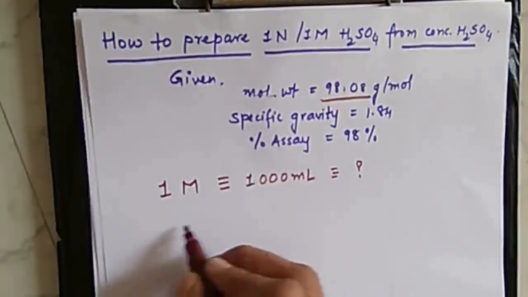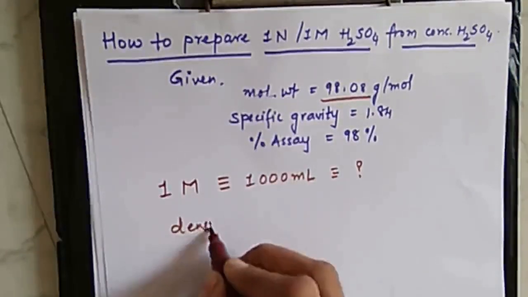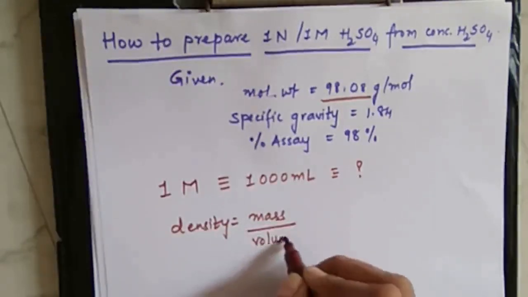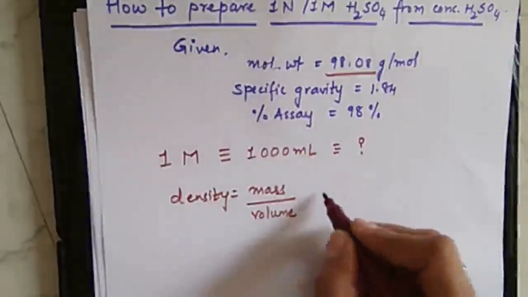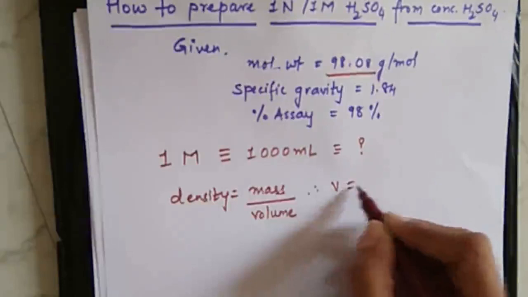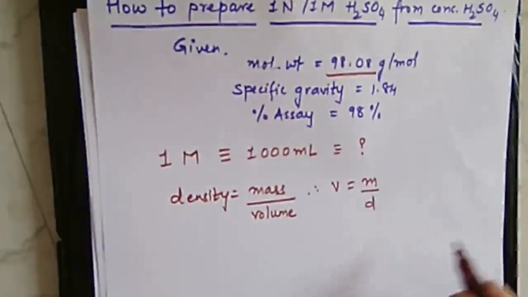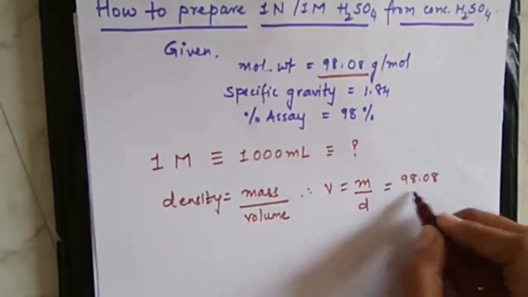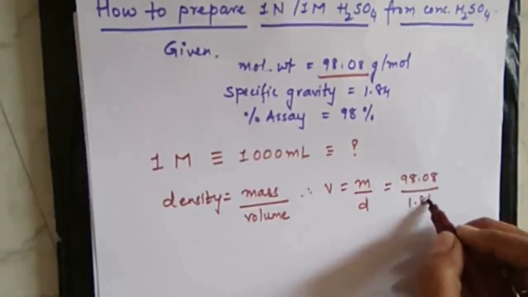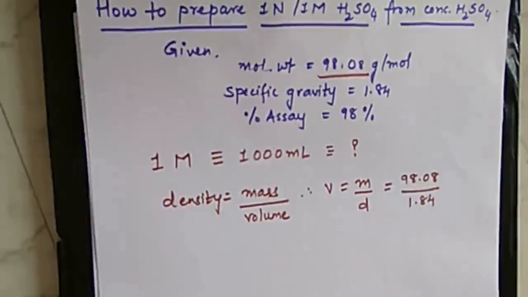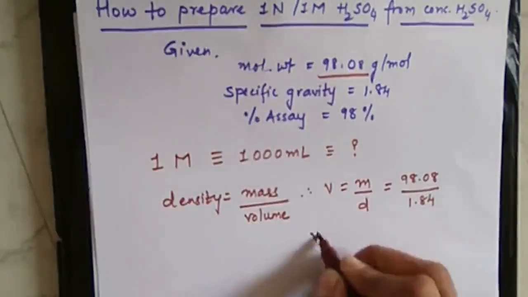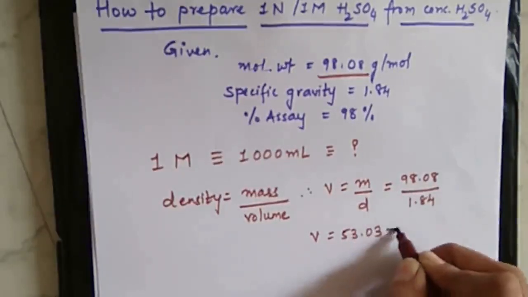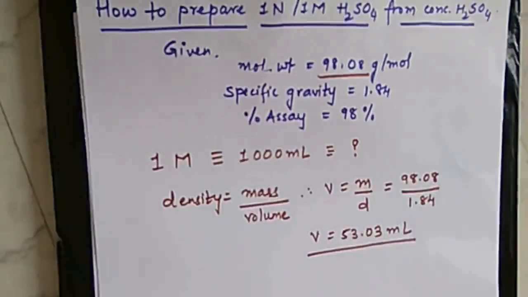Okay, so we have the equation. We know density is equal to mass upon volume. Okay, we know this equation. So here we want to calculate volume. So volume will be equal to mass upon density. Mass is the molar mass here. So we have 98.08 upon the density we take, 1.84. Okay. So calculating this, we get the volume is equal to 53.03 ml. Okay, this much volume we get.